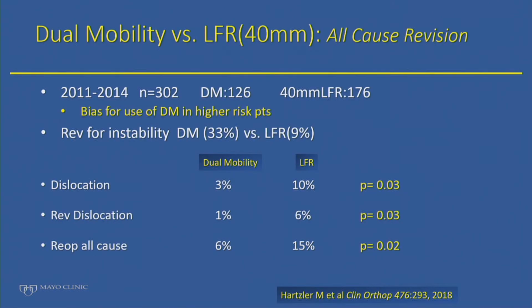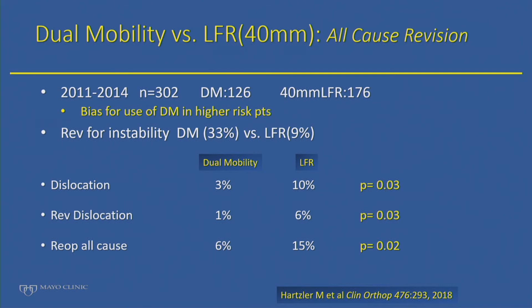We got the Hip Society Award a couple years ago for this paper. And what we did is we said, let's just look at all-cause revision, dual mobility versus 40-millimeter heads. And you look down there, dislocation. And these are 40s. They're not 36s, 32s, they were 40s. Dislocation rate in large femoral head in that first line, 10%. Dual mobility, 3%.